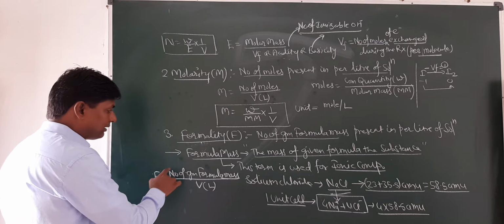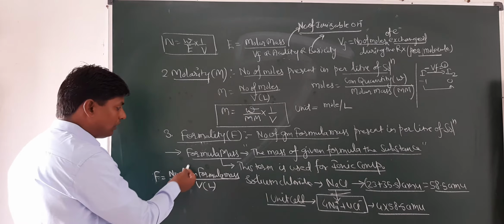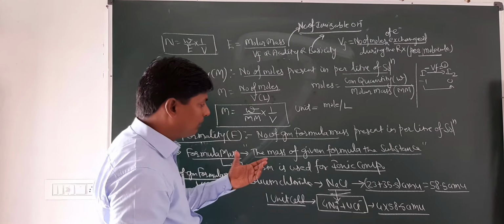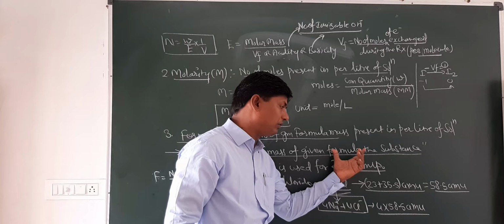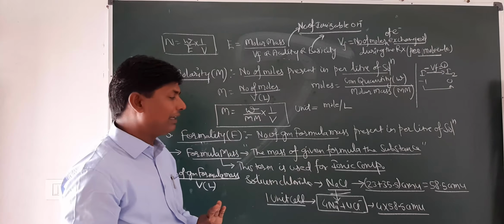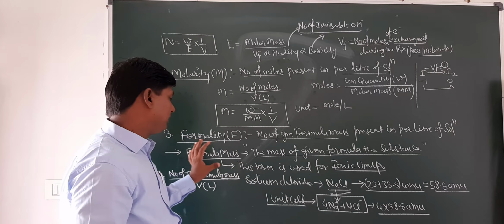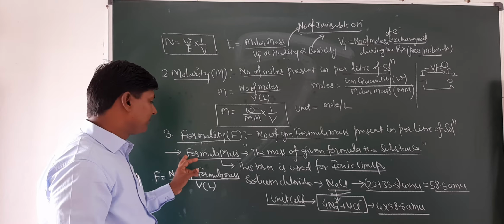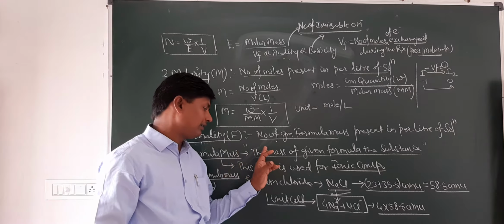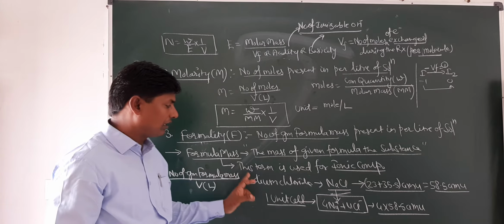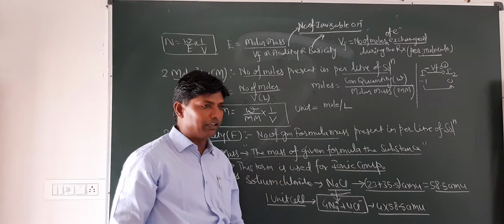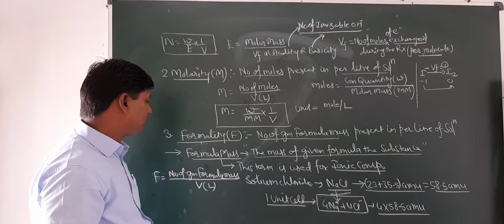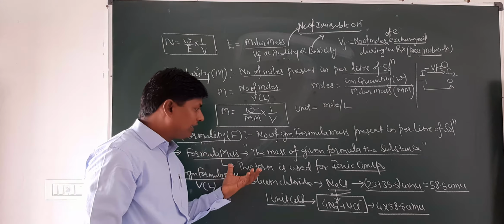Before moving to this, we should also know about the formula mass. Formula mass means the mass of the given formula of the substance. If you are given any kind of formula and you calculate the mass of that substance of the formula, that will be called formula mass. And remember one thing, this term is used for ionic compounds.